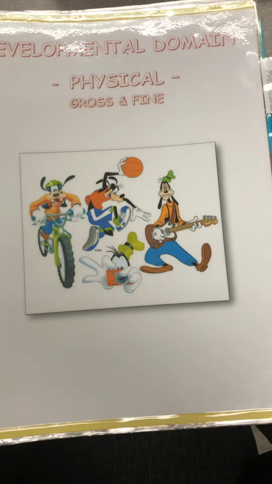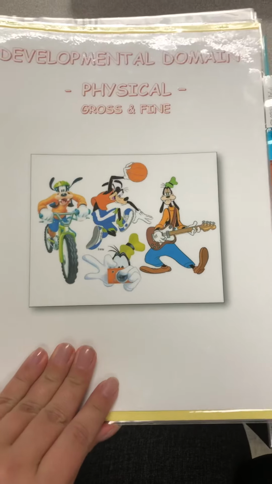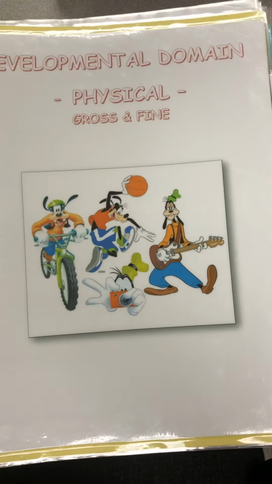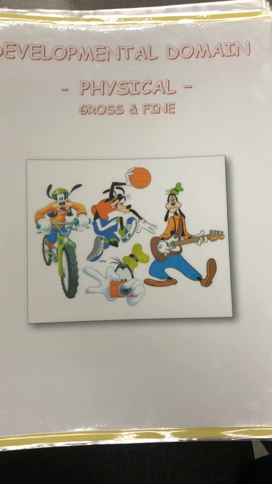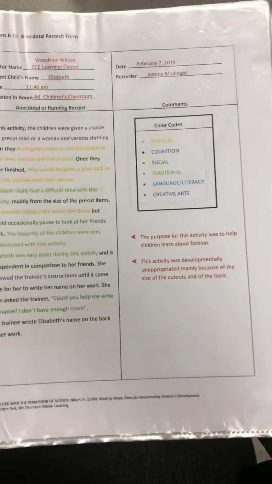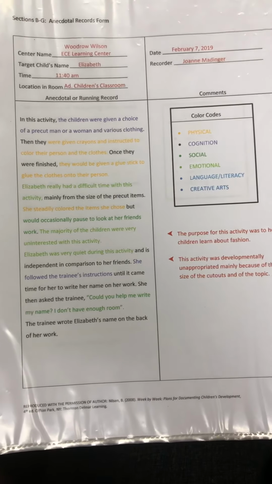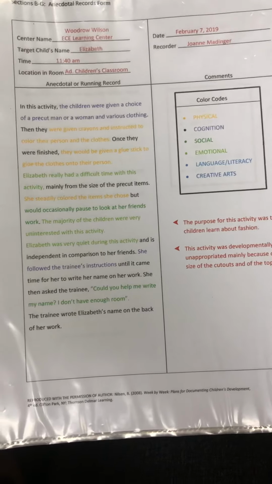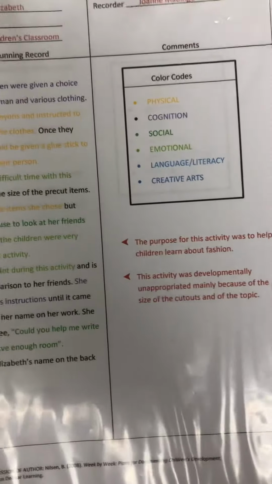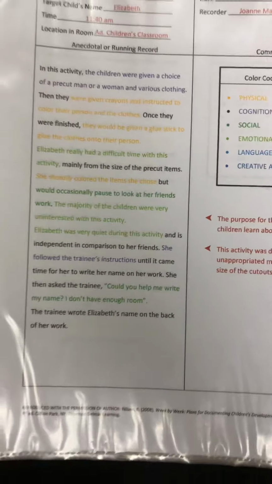So section B is physical. With every domain, the same thing will be included. It'll be 5 anecdotal records, a structured observation, a checklist, a visual documentation, and a summary. So the physical one, you can see the anecdotal record is written, typed neatly. They are coded by color, and there is a key to show what domain is in what color.